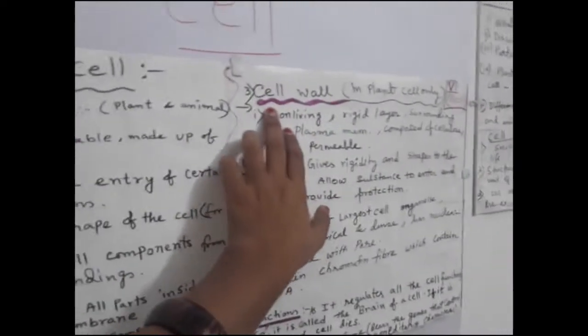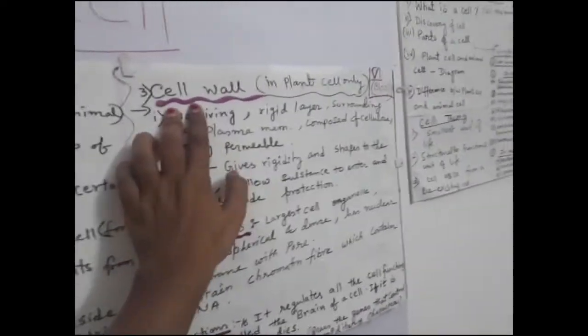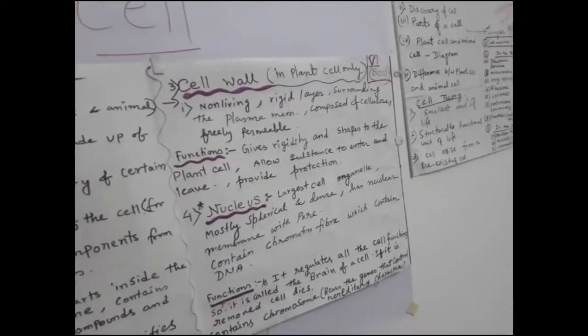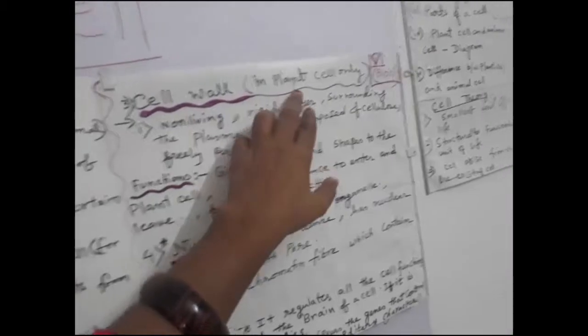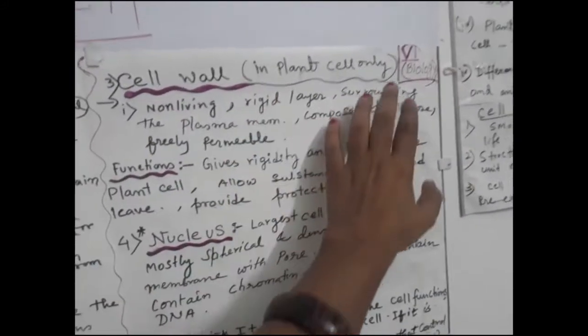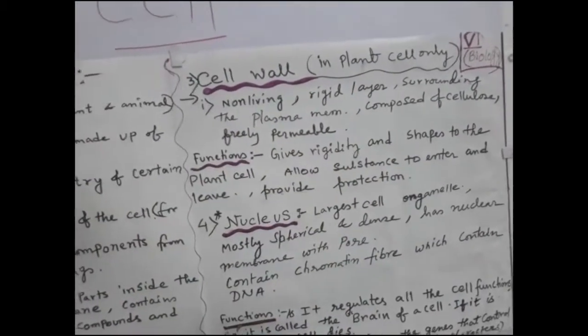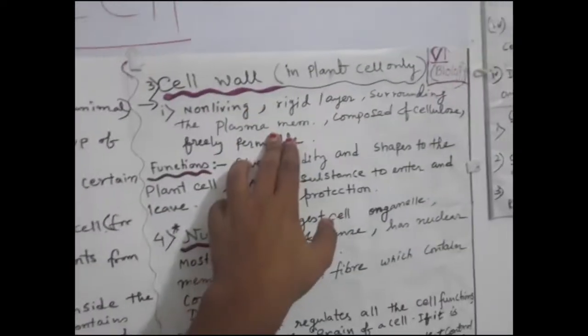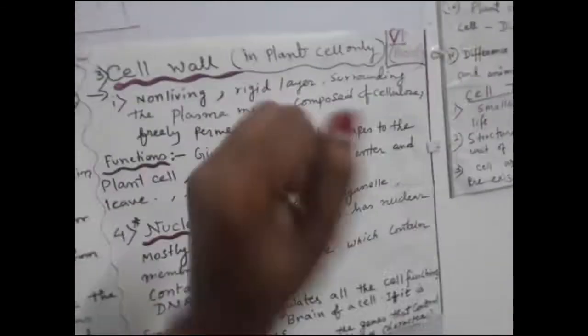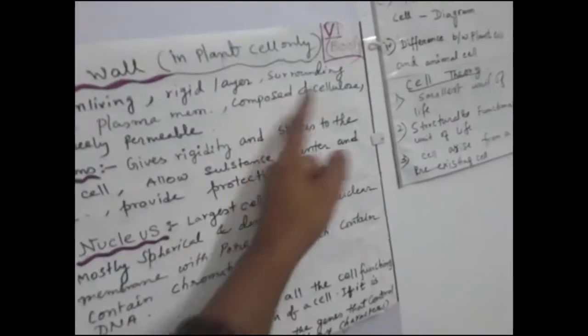Okay. Next, this is the cell wall. I already told you that the cell wall is present only in the outer layer of the cell membrane for the plant cell. This is not present in the animal cell. Okay, it is a non-living, rigid layer surrounding the plasma membrane. This cell membrane is also called the plasma membrane. Surrounding the plasma membrane, this cell wall is present. It is non-living, it does not have life, it is a rigid layer, and it is composed of cellulose.